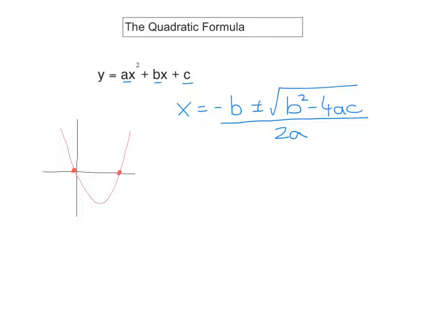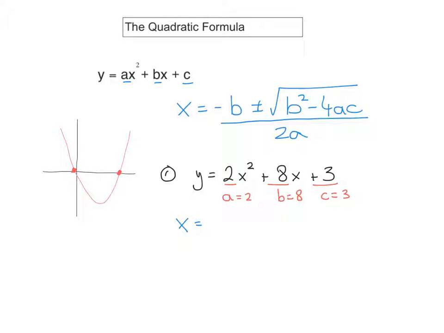So we want to look at a question. We could look at question 1 here. We could say y equals 2x squared plus 8x and then plus 3, for instance. So we know that a is going to be 2. That's the number here. B is going to be positive 8, which is the number here, and c is going to be positive 3, which is this value here.